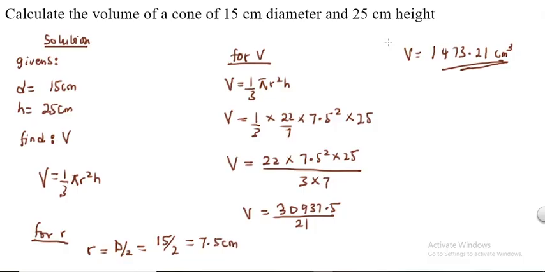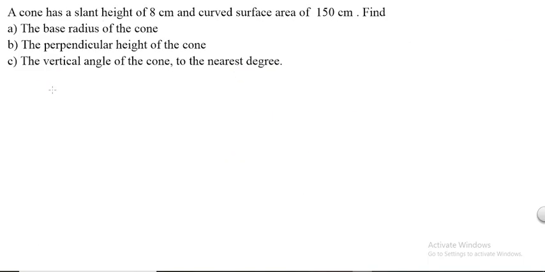Now let's take one extra example in cone and volume calculations. So for this one, we are told that a cone has a slant height of 8 centimeters and curved surface area of 150 centimeters. Find A, the base area of the cone, B, the perpendicular height of the cone, C, the vertical angle of the cone to the nearest degree. In case you want to have a go, you can pause the video and try to solve this one yourself. So before I solve, this is the solution.